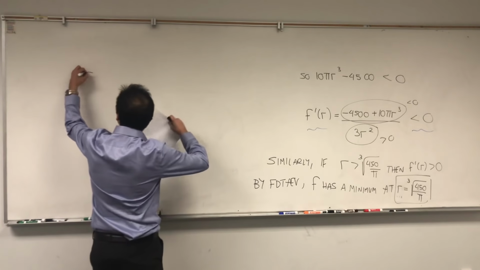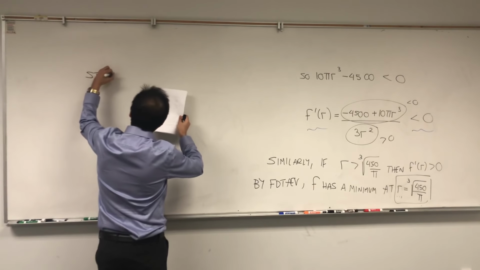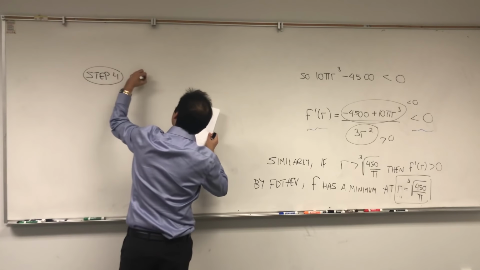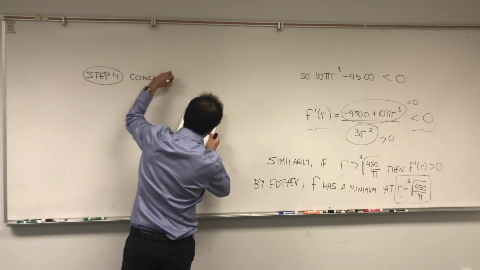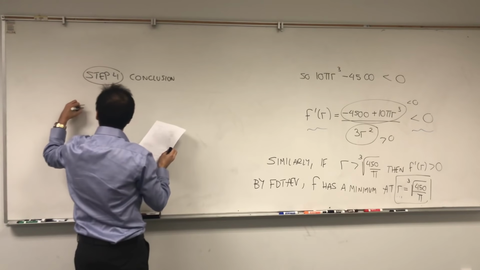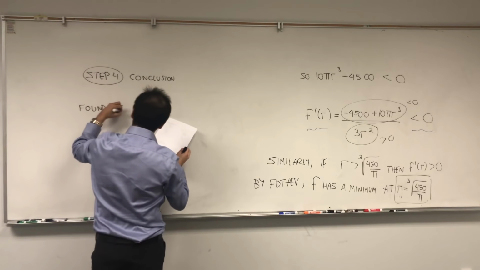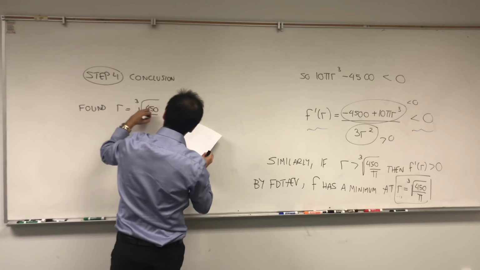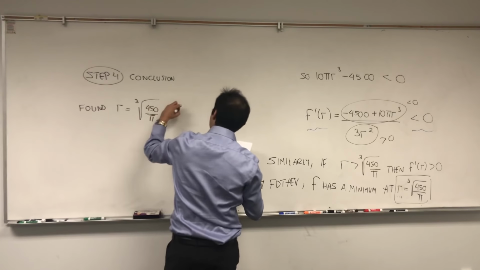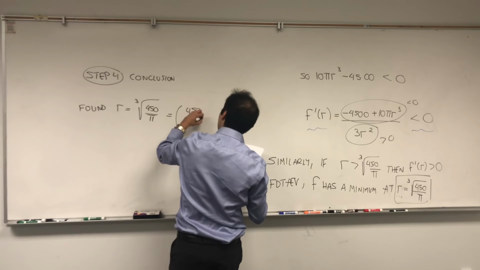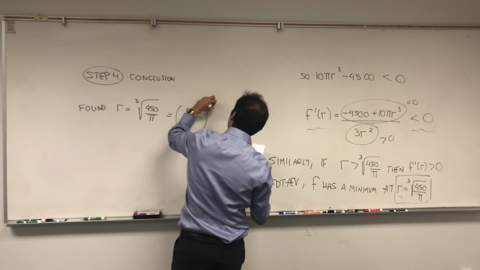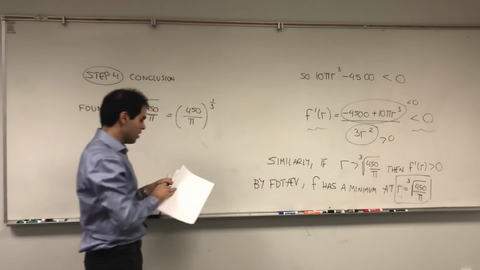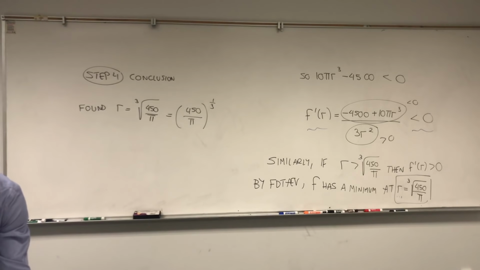So if you want step 4, in conclusion. Okay. So found r equals cube root of 450 over pi, which again, if you want, you can write it as 450 over pi to the 1/3. And now all we need to do is find h.